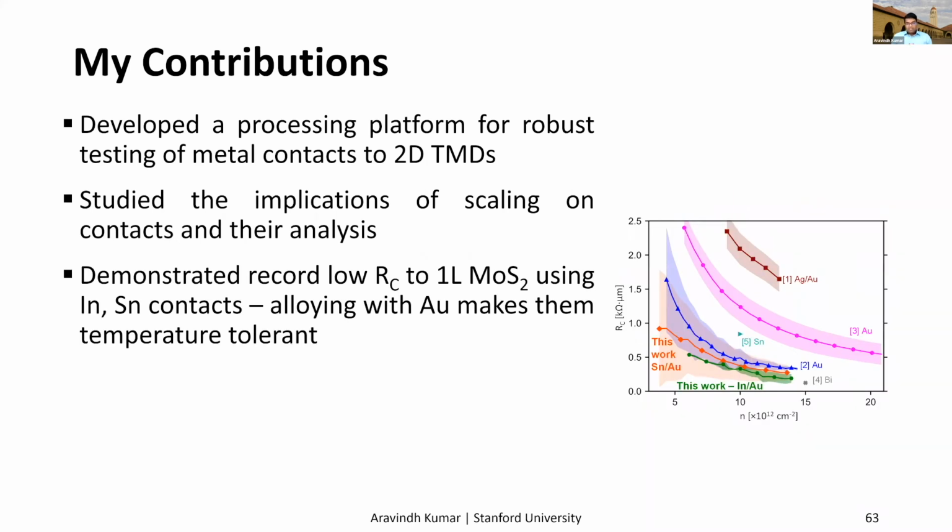We demonstrated the best manufacturable contacts to monolayer MoS2 using indium and tin contacts. And this was done using testing of many devices, so this was shown with statistical rigor. We also show that alloying can be used to make these contacts highly temperature tolerant.